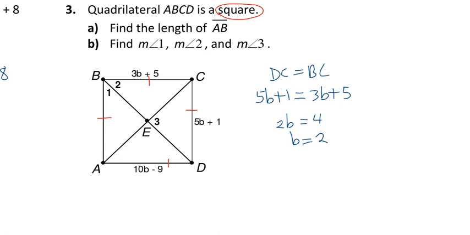And then in order to find the length of AB, I can use also any of these measurements because all the 4 sides are equal. So I'm going to use DC, let's say. So we know that AB is equal to DC, and therefore AB would be equal to 5 times the value of V, which is 2, plus 1, and that's equal to 11 units. And now we need to find the measures of angle 1, 2, and 3.